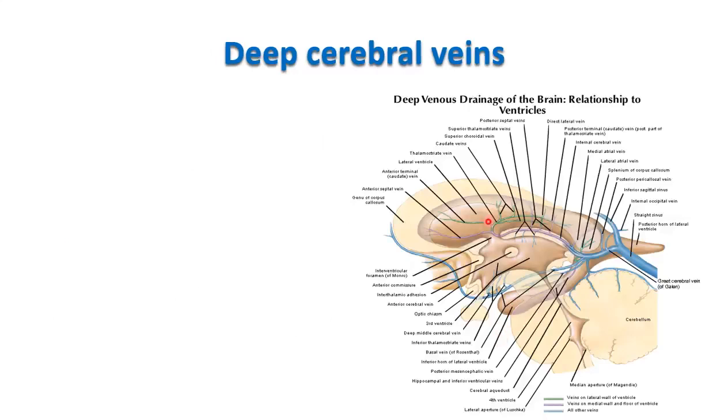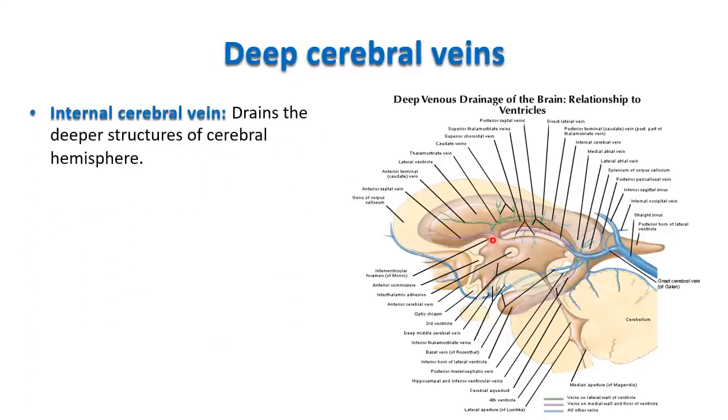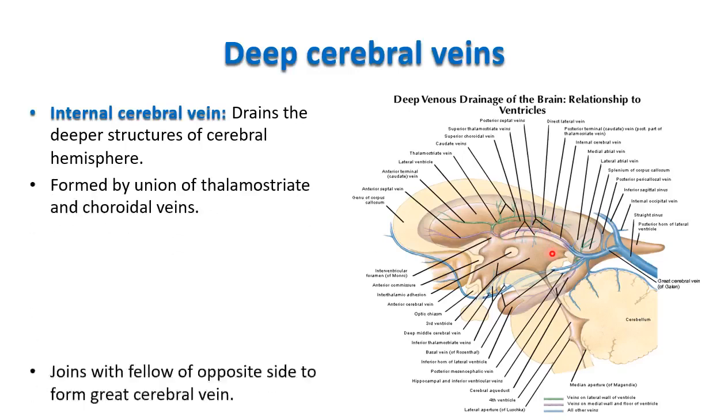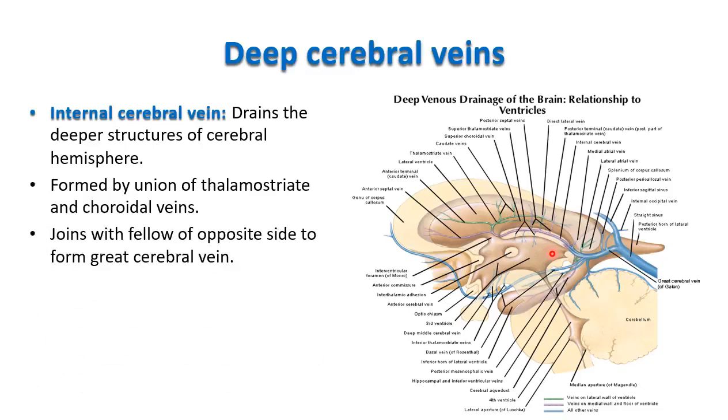Here you are able to see your internal cerebral vein. The internal cerebral veins drain the deeper structures of the cerebral hemispheres. They form from the union of thalamostriate and choroidal veins, and they join with the opposite side to form the great cerebral vein of Galen. So the great cerebral vein of Galen is formed by the union of two internal cerebral veins.